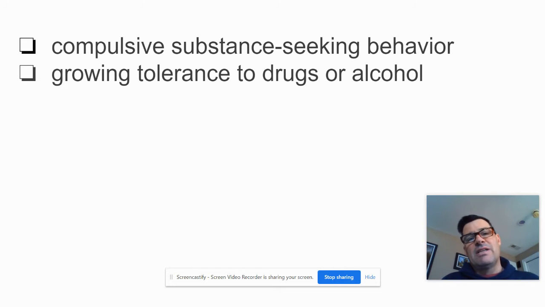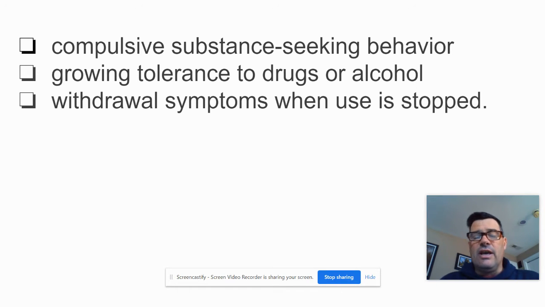And then another aspect of addiction is that you have a growing tolerance to drugs or alcohol. So at first a little bit of the drug or a little bit of alcohol is good enough, but then eventually 1 or 2 beers turns into 6, turns into 8. A little bit of pot turns into a lot. You need more and more and more.